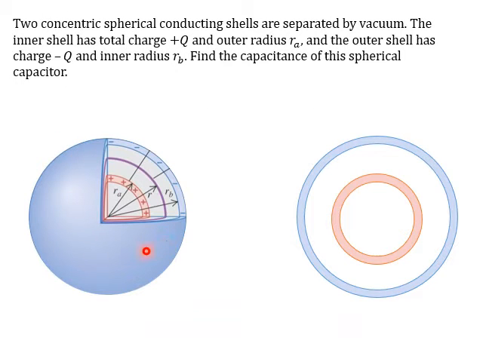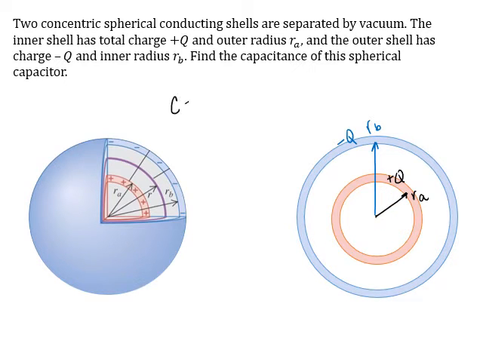To make this a little bit easier to see, I took a two-dimensional slice of our spherical capacitor here. The inner shell is the peach one, so that looks like a circle when we draw it in 2D. That has a radius that we call RA, and it carries a charge of plus Q. Our outer shell, that's the light blue one, I've drawn that over here. That has a radius of RB, and it carries a charge of negative Q. So we have two conducting surfaces, equal and opposite charge, separated by a distance.